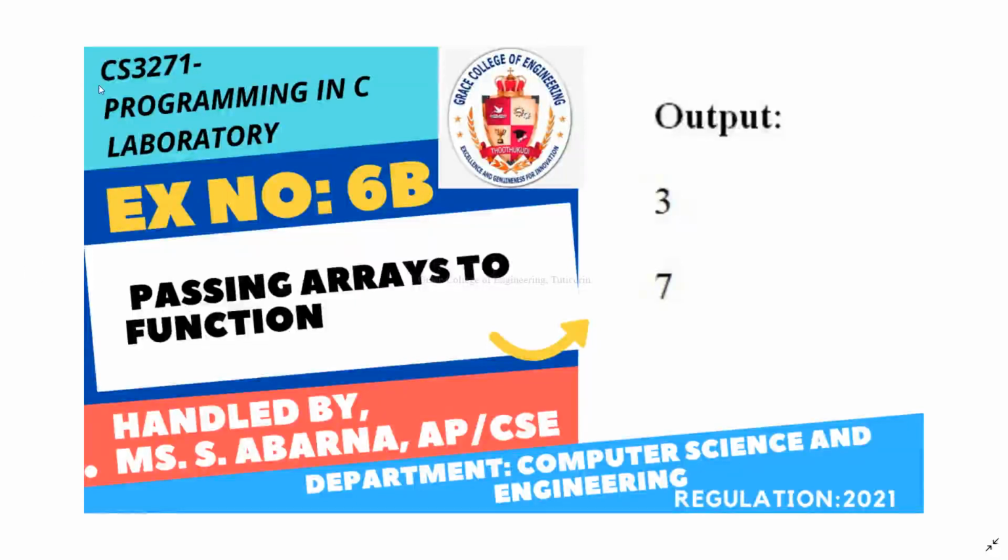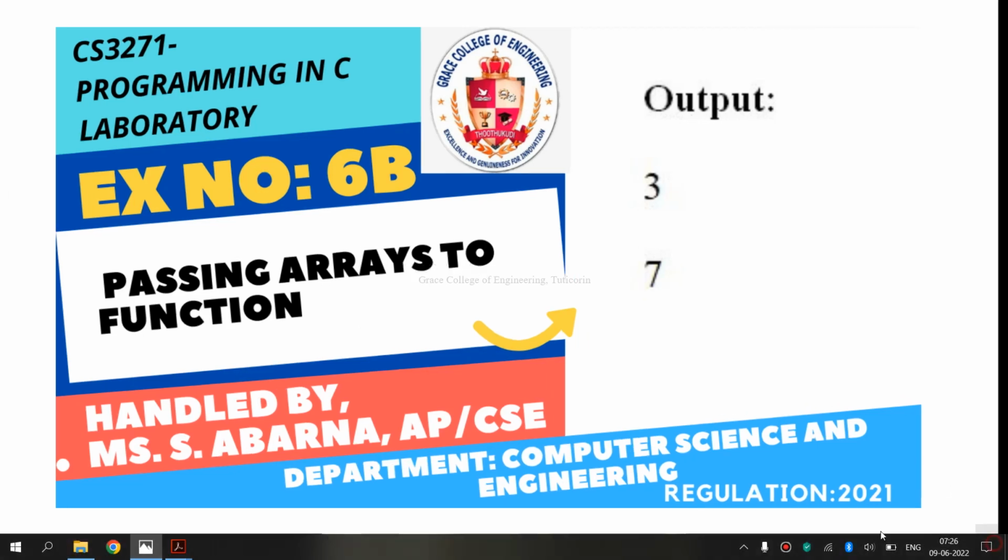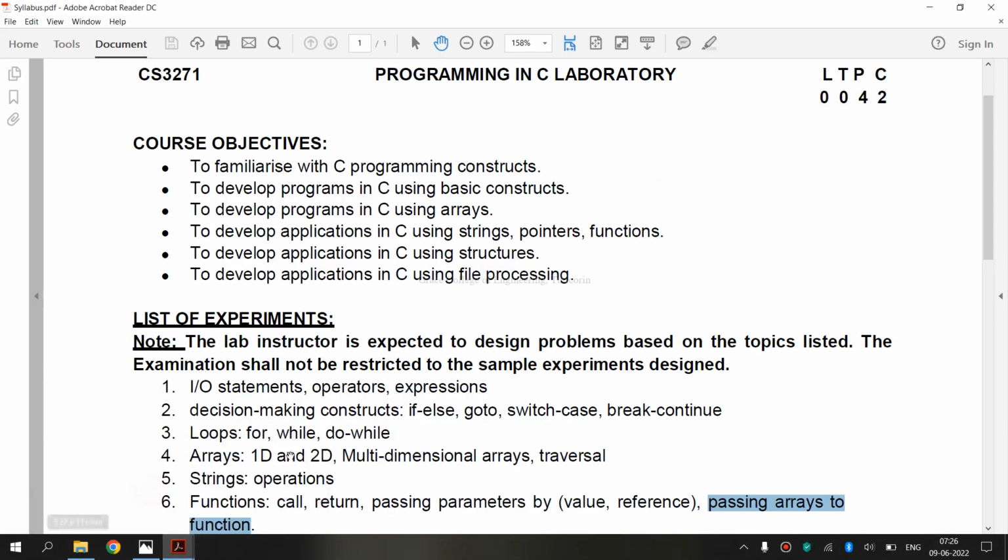In this video, we are going to discuss CS3271 Programming in C Laboratory, exercise number 6B, passing arrays to function. Now let's see the syllabus for regulation 2021. This is the syllabus. Here is a list of experiments, and we are going to see the 6B exercise, that is passing arrays to function.